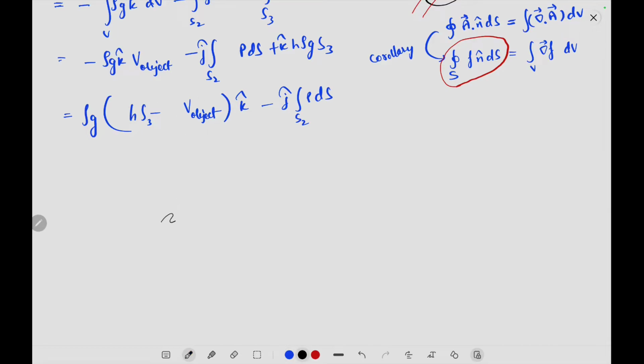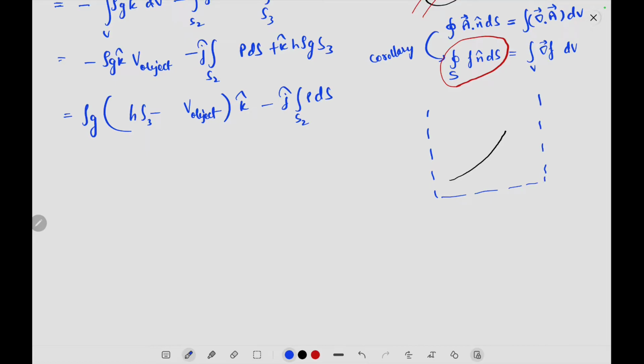So let's draw the curved object again. So this is my curved object, right? Let me write it on this side. So this is my curved object, this was my fluid.